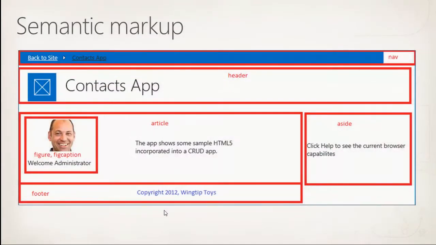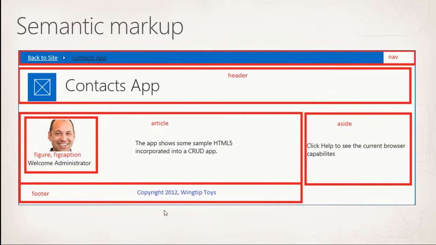Here's just a screenshot of a page that's laid out using semantic markup, just to give you an idea of how your app might use it. So for example, you can see up at the top we have the nav section there. So instead of defining a div, I'm using the nav section. My app title appears in the header section. The article is that main section here where it says the app shows some HTML5 incorporated into a CRUD app.